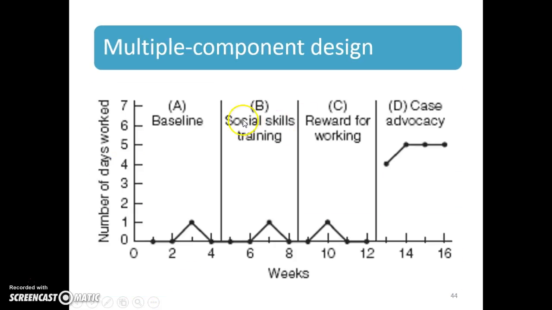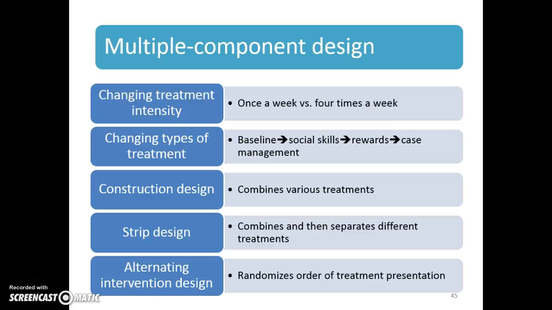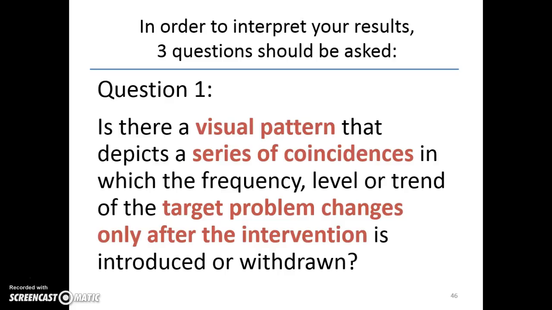Does it make a difference if you do social skills first and then reward, or reward and then social skills? So again, a lot of this is based on your knowledge as a practitioner, what intervention you're doing, and to answer those questions you might have of, are certain treatments more effective together? Are certain treatments more effective if they're done in a certain order, or if they're done combined in certain ways?